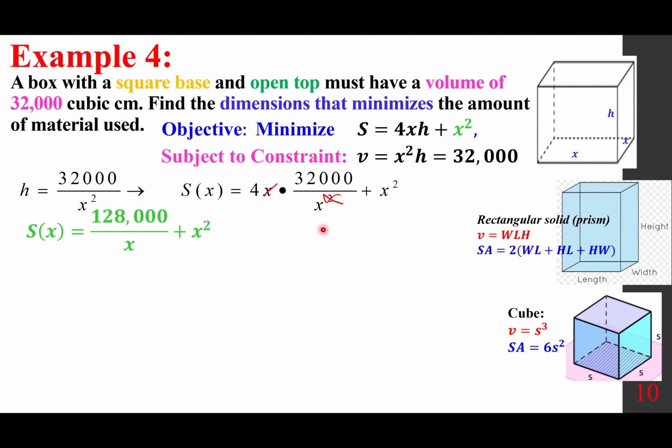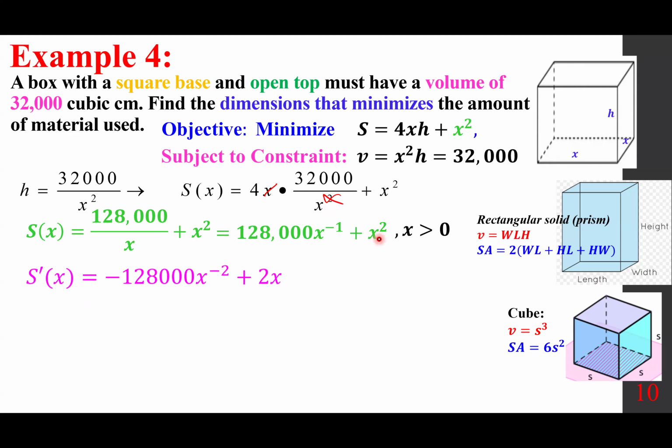Because we want to get it ready for the next step, which is differentiation, we are going to rewrite this as 128,000 x to the power of negative 1 plus x squared. And x represents a dimension, so it must be positive, and there are no other restrictions. So we're going to differentiate this. S prime of x, in order to find critical points, is negative 128,000 x to the power of negative 2 plus 2x.